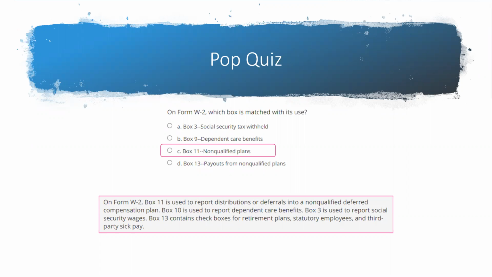I will tell you, I had a dependent care question on my CPP exam as well, so I should have known box 10. Box 10 is a good one to remember. And again, like I said, it helps me to remember the odd boxes are wage boxes and the even boxes are tax boxes. So box 3 saying Social Security tax is my hint that it was wrong, because I know my taxes are in my even boxes. So that's my hint.